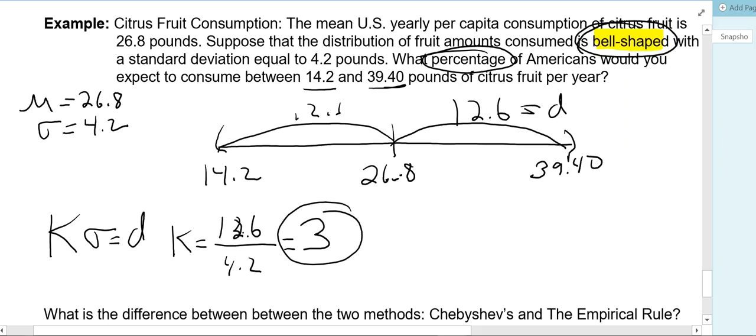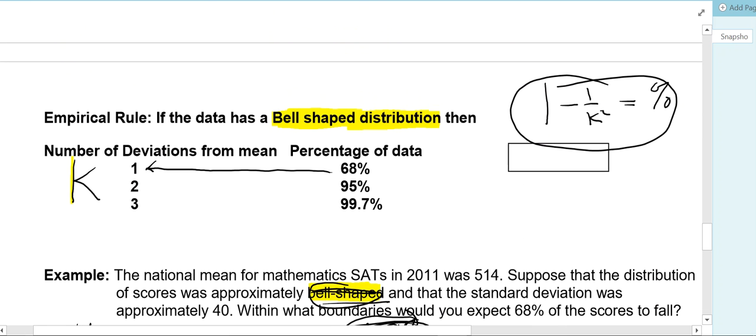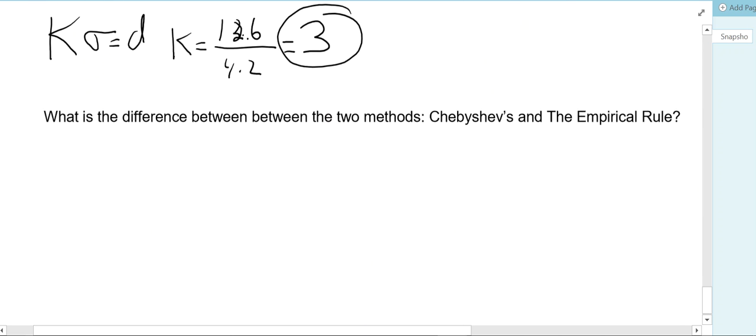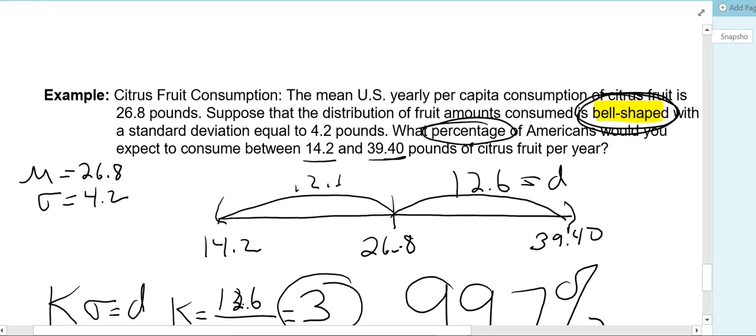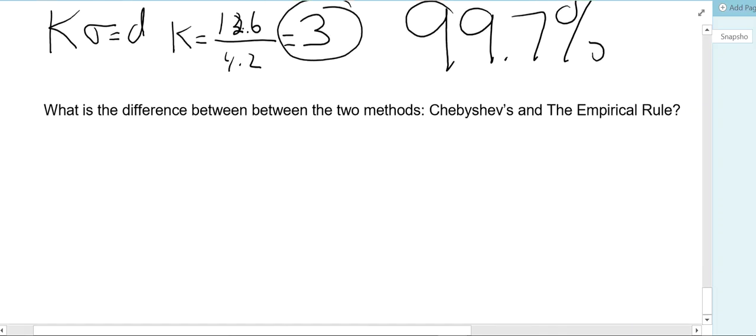Since I'm talking about a bell-shaped distribution, I can work with my table. k is equal to 3, and it tells me 99.7% of my data, or 99.7% of the U.S. population, will consume between 14.2 and 39.4 pounds of fruit next year. That's amazing. That's a lot of fruit. But it's good for you.